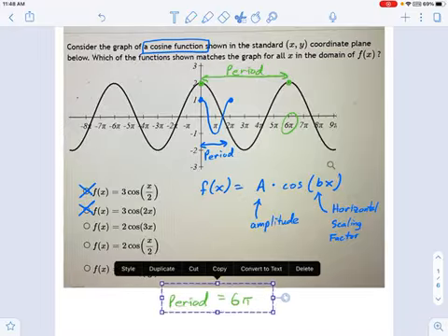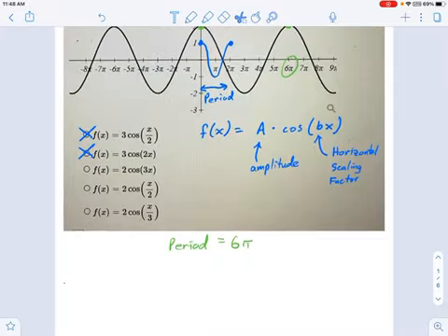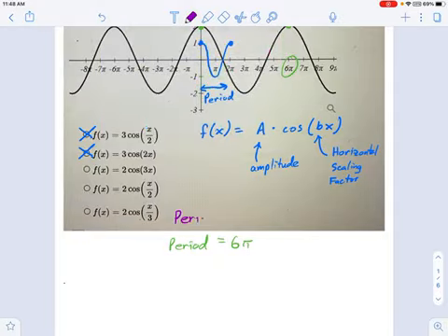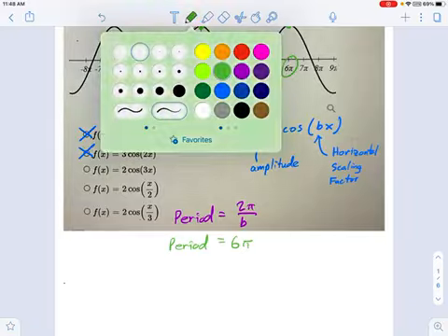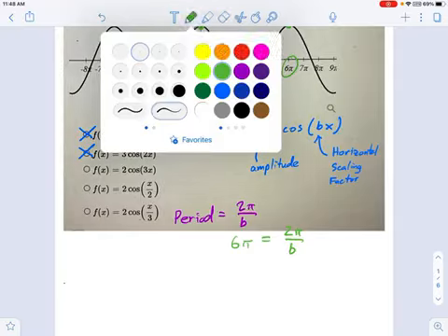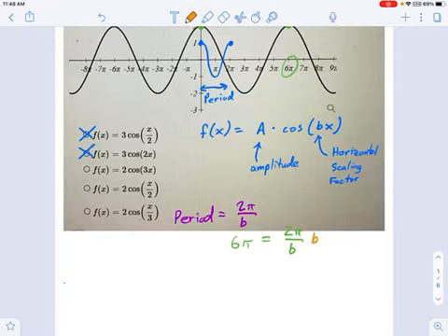Now, the way we calculate what b is, is the following formula. Period is defined in the following way. Period is called 2 pi divided by b. Okay, so that means this 6 pi right here, 6 pi is equal to literally 2 pi divided by b. Now, can we solve this equation? I think we can. Let's multiply each side by something. Okay, I'm going to multiply each side by b. And what that does is it gets rid of this fraction right here. Those cross out.